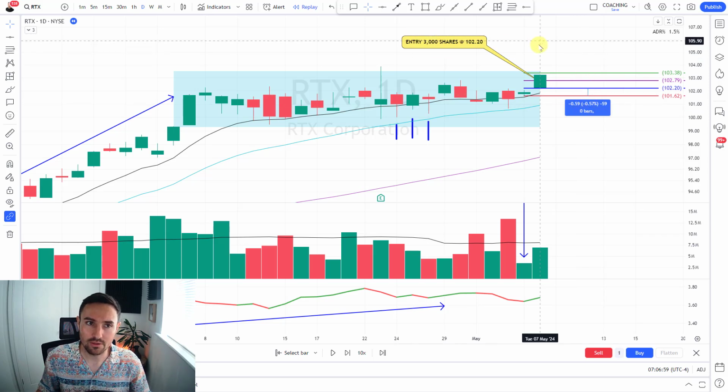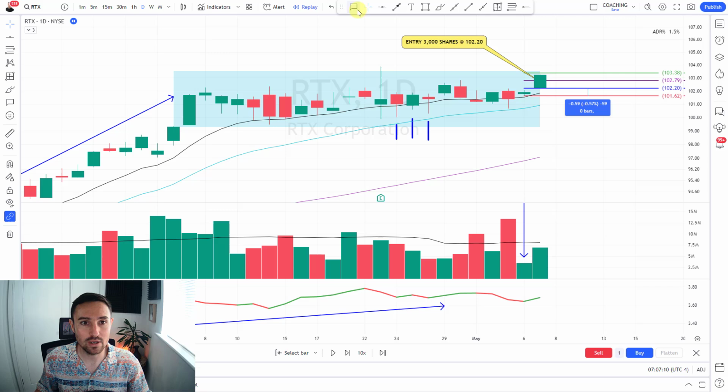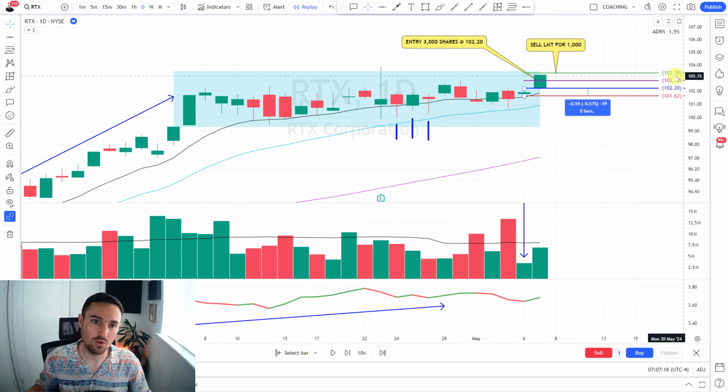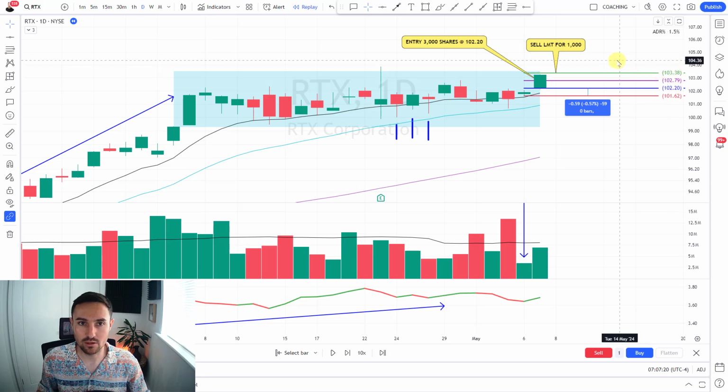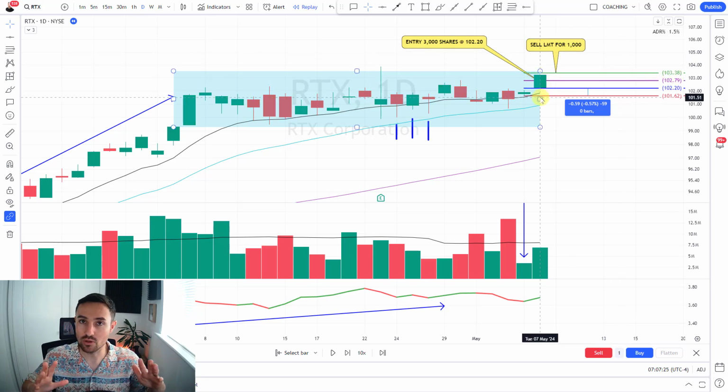So we've got our 3,000 shares, and let's say that you were planning on taking off 1/3 of your position at 2 times your initial stop loss. To do that, we could have done a sell limit order at this green line for 1,000 shares at 103.38, because you were going to take off 1/3 of the position, 1,000 shares, at 2 times your initial stop loss. So I still keep 2/3 of the position back in this instance, around 2,000 shares.